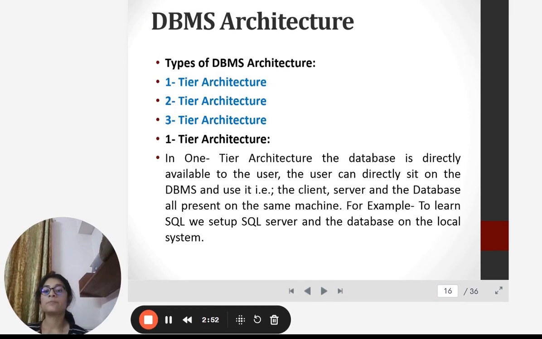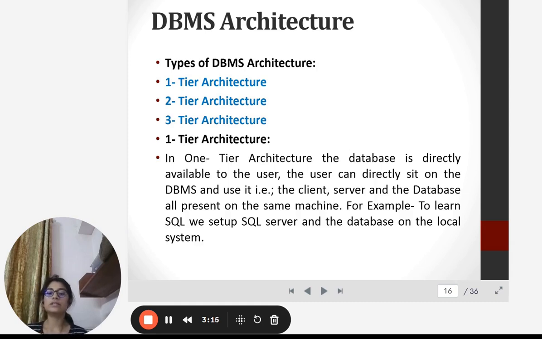DBMS architecture. Types of DBMS architecture. So there are three types of DBMS architecture: one tier architecture, two tier architecture, and three tier architecture. One tier architecture. In one tier architecture, the database is directly available to the user. The user can directly sit on the DBMS and use it.